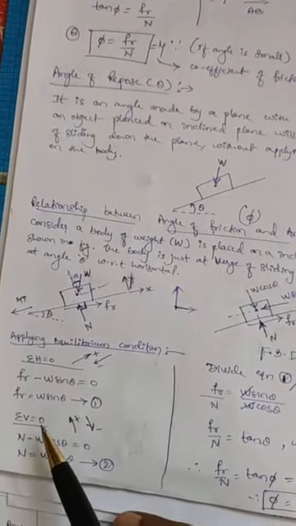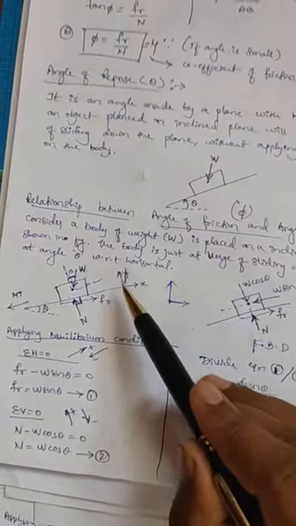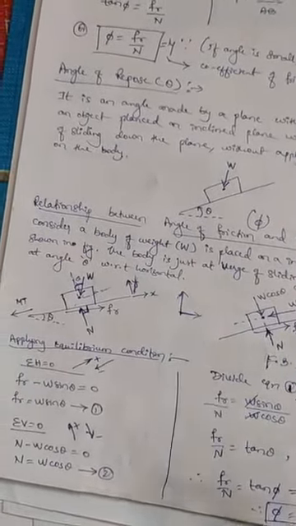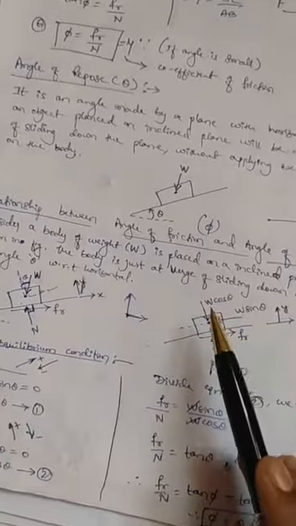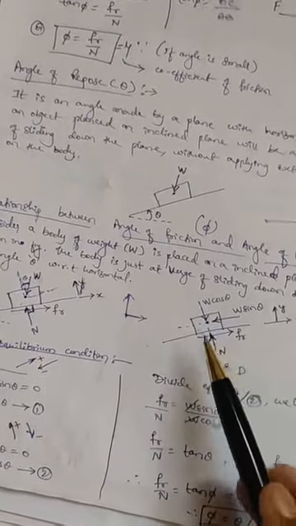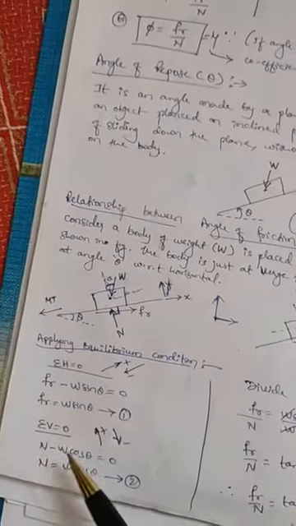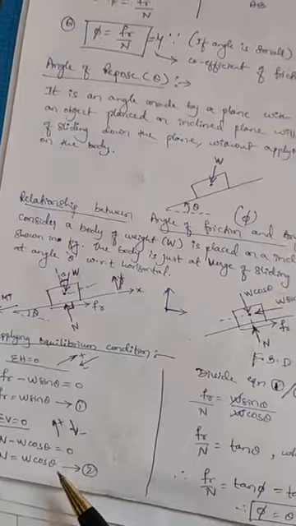Similarly, summation of V is equal to 0. In this case, perpendicular to the plane, y upward is positive, downward is negative. So perpendicular to the plane, upward is positive, downward is negative. Coming back to this figure, N is acting upward so it is positive, whereas W cos theta is negative. So here I have written N positive minus W cos theta negative. So N is equal to W cos theta.